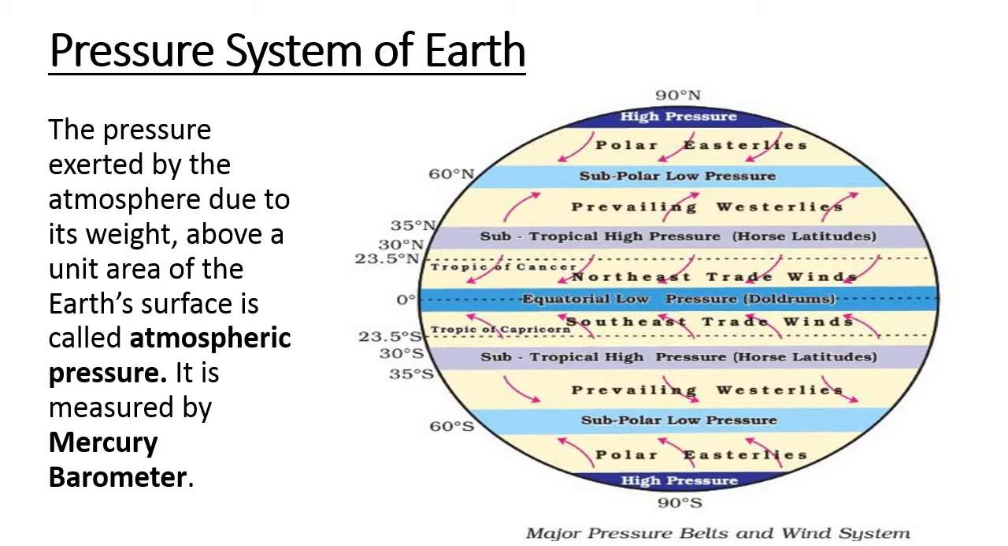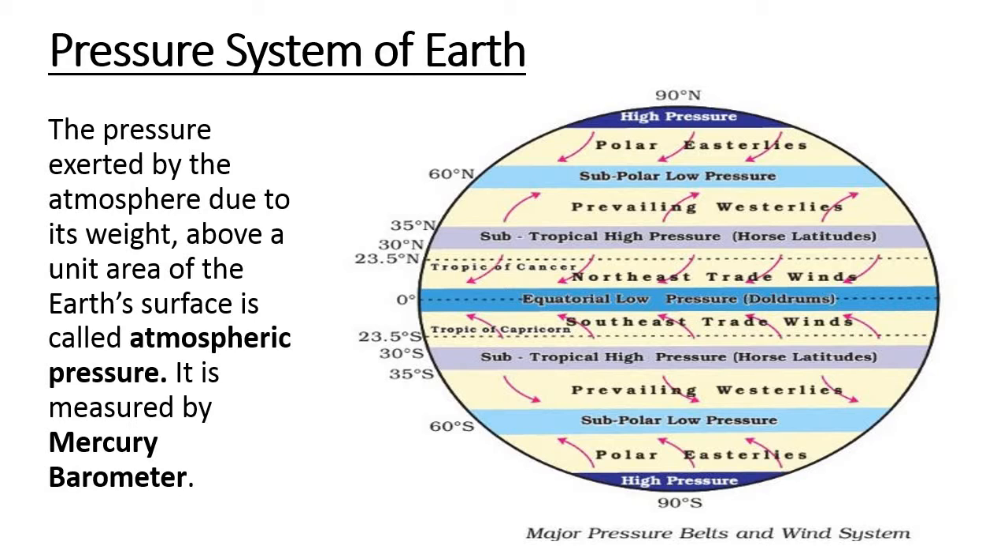Pressure system of earth. The pressure exerted by the atmosphere due to its weight above a unit area of the earth's surface is called atmospheric pressure. It is measured by mercury barometer. This is the instrument barometer which is used to measure the atmospheric pressure.